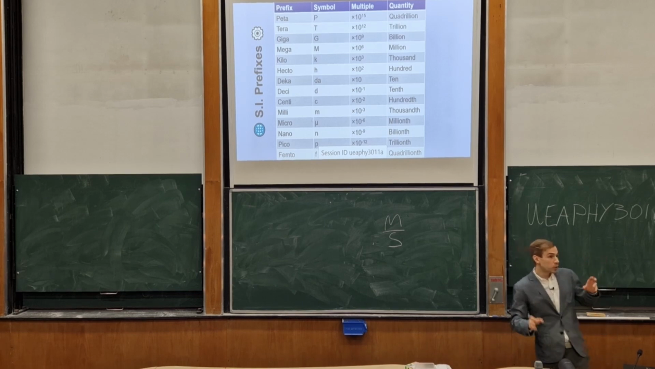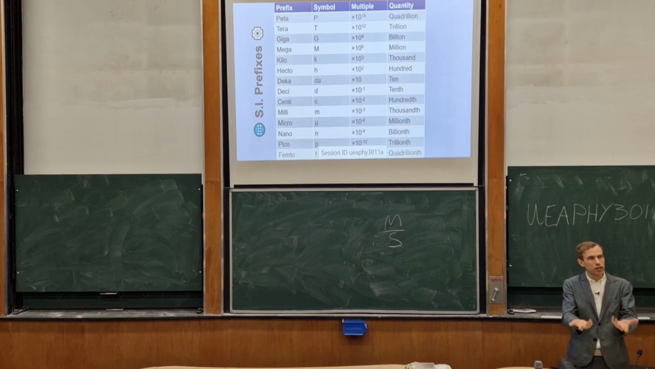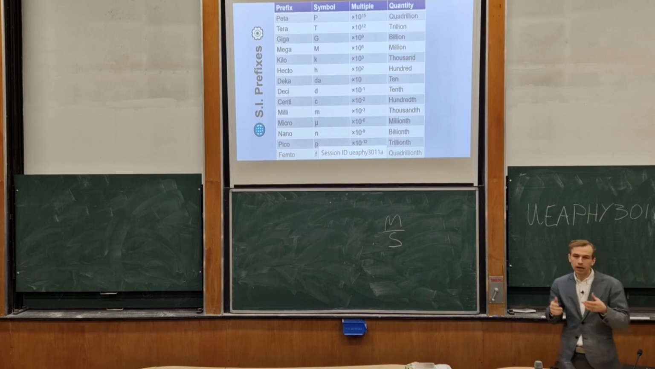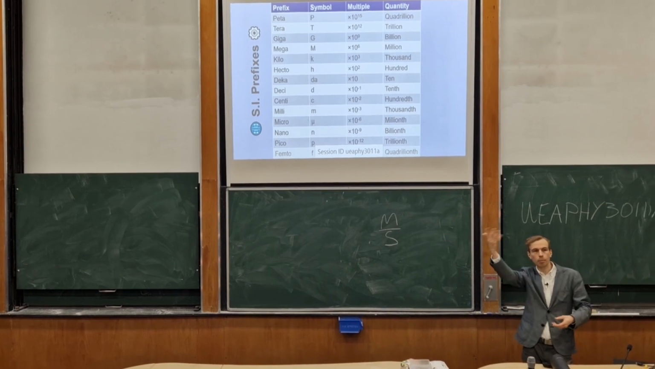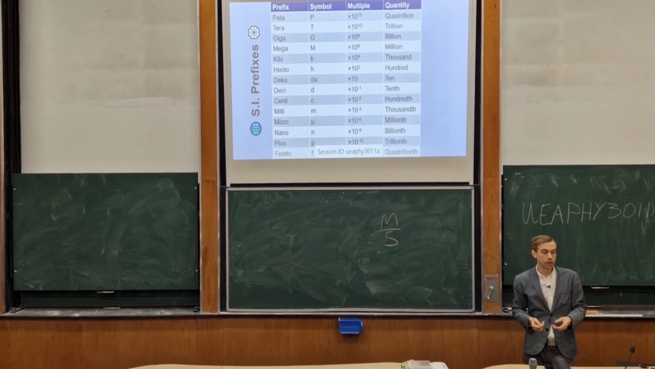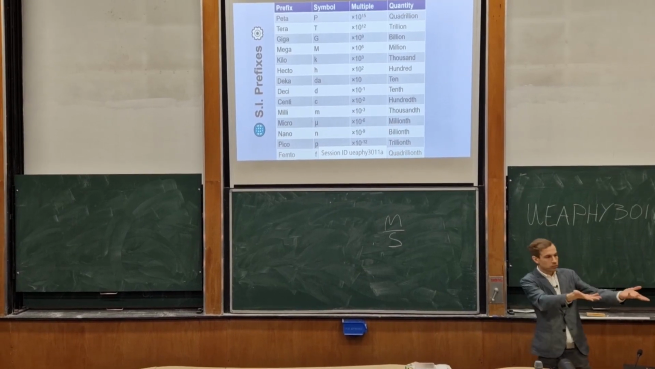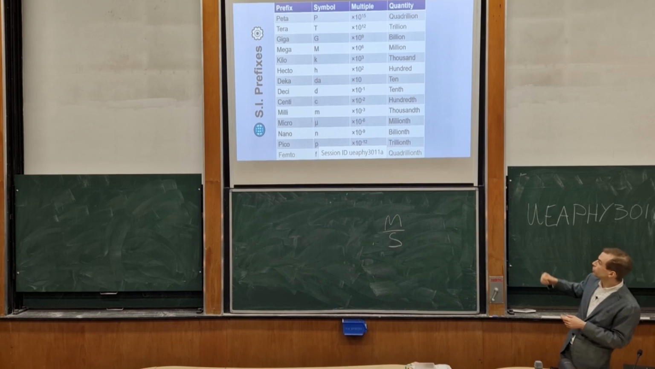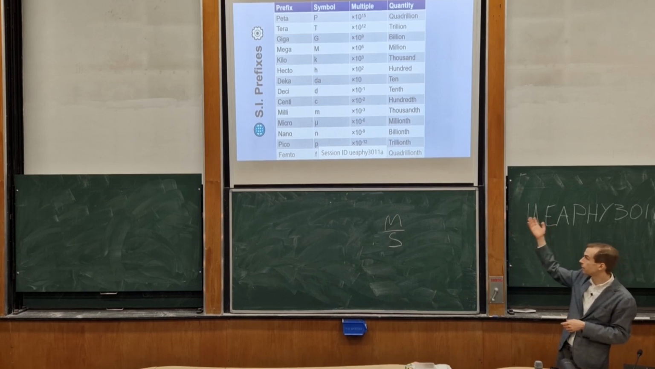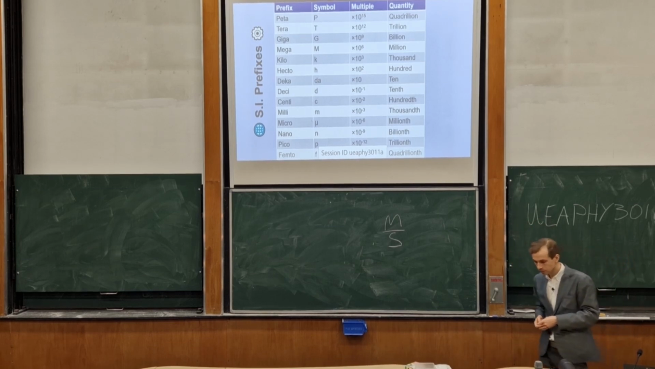So the important thing to remember with these SI prefixes is that they just represent a number, and that number is always 10 to the power of some other number. So if we had nanometers, that just means 10 to the minus 9 meters.